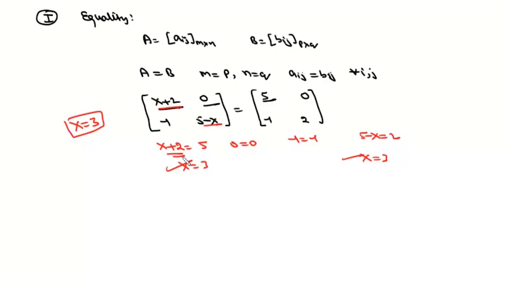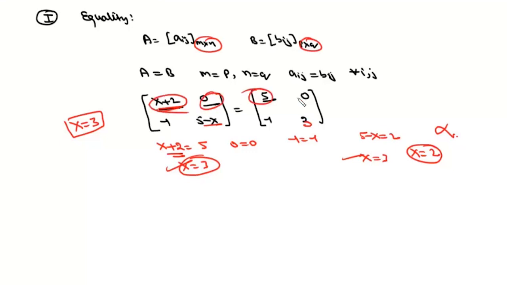Now we have the same variable, but we get two different results. Suppose I change this 2 to 3. Now in this case, the value of x will be simply 2. Now these two matrices can never be equal because they don't have a simultaneous solution. So first is equality of two matrices. Their order must be the same, and each and every element must be equal.